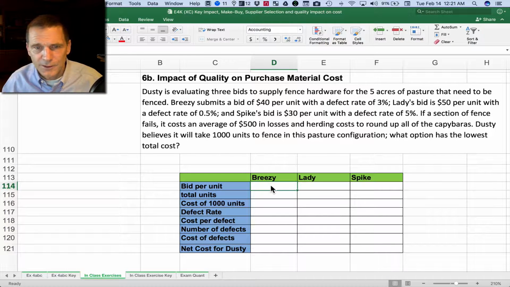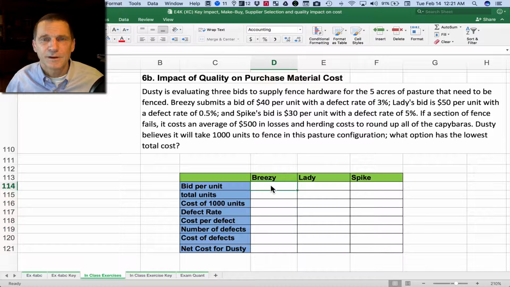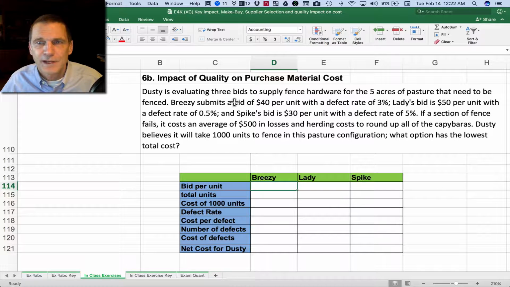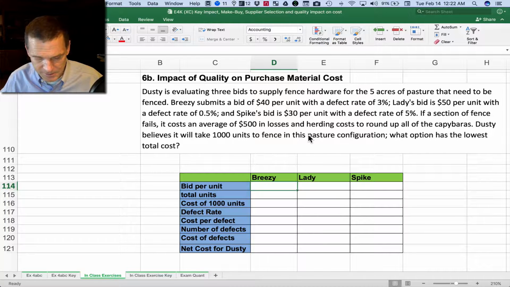So I built a table here, and it's important that you think, don't just watch the numbers drop in, but think about what we're doing here so that you could do it in an exam. So we're going to try to figure out what the total cost of the fence is, regardless of quality, and then we're going to calculate the cost of poor quality to give us that additional cost to find the total cost, right? So the bids per unit will go in first, the way that I designed this.